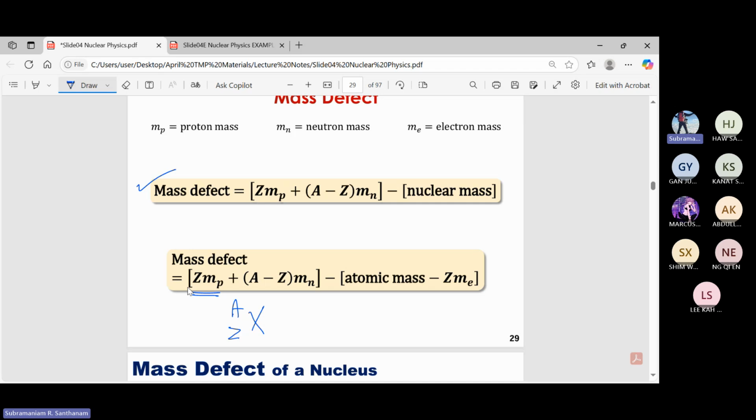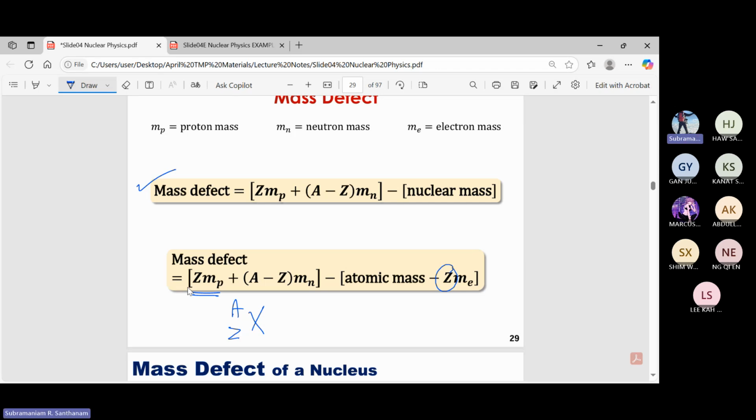atomic mass. Okay, so minus the atomic mass, minus the mass of the electrons. Because when you say a nucleus is in a neutral state, the number of protons and the number of electrons has to be the same. That's why in the formula here, it is Z multiplied by the mass of one electron. So this is a way you can calculate it.